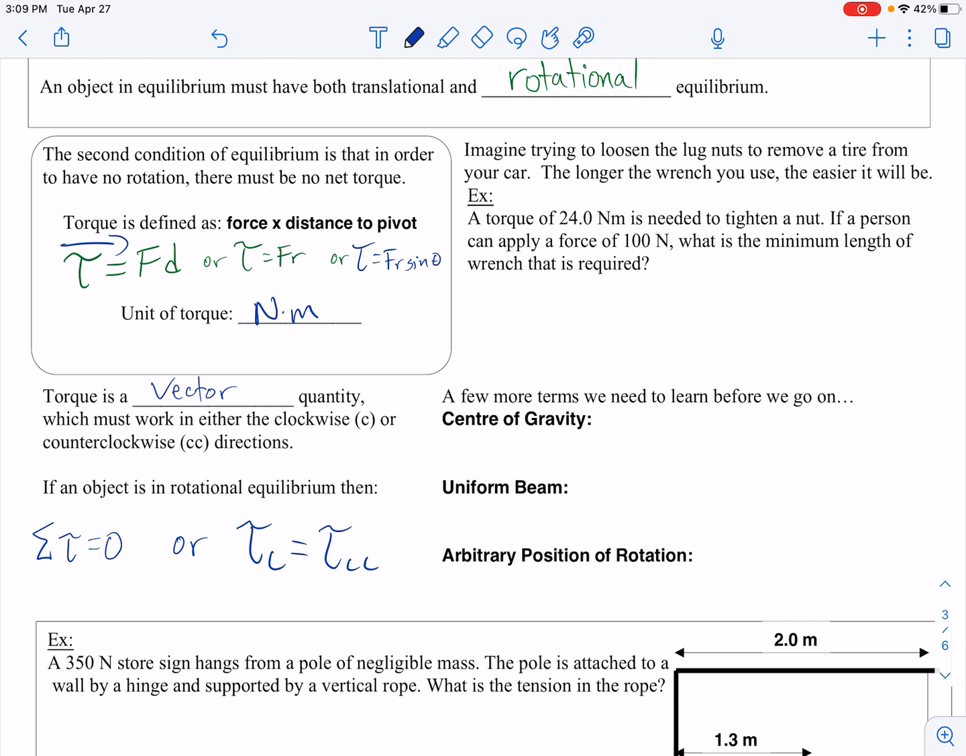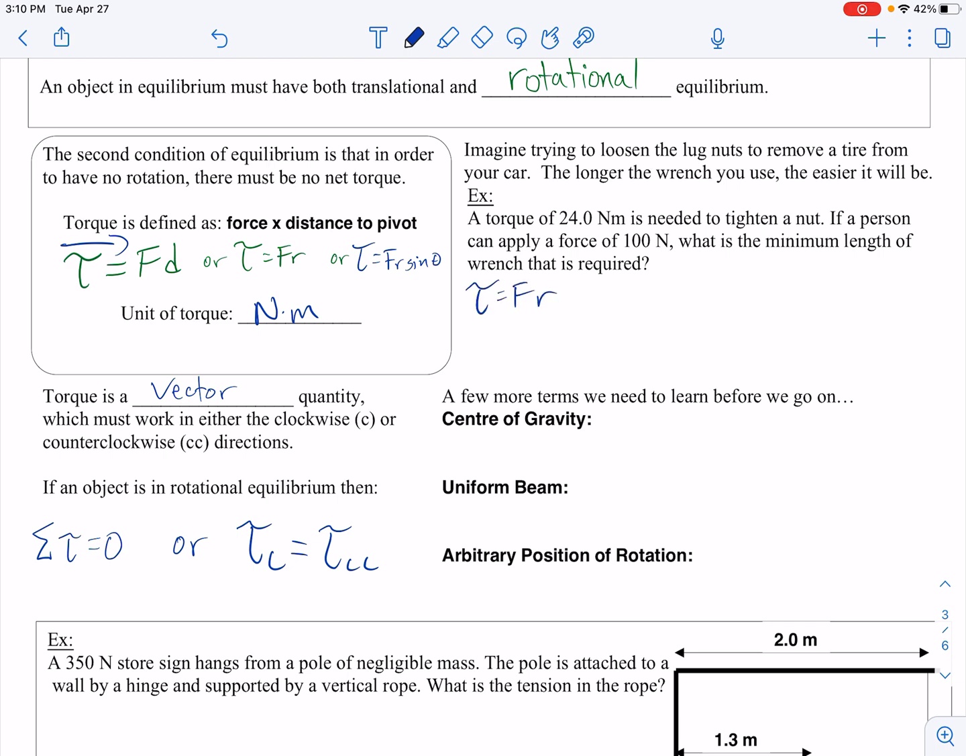Let's say you are doing a real-life problem where you're trying to remove the lug nuts from your tire, so you can change out your tire. You know that the longer wrench you use, the easier it's going to be. A torque of 24 Newton meters is going to be needed to tighten your nut. If a person can apply a force of 100 newtons, what's going to be the minimum length of your wrench that's required?